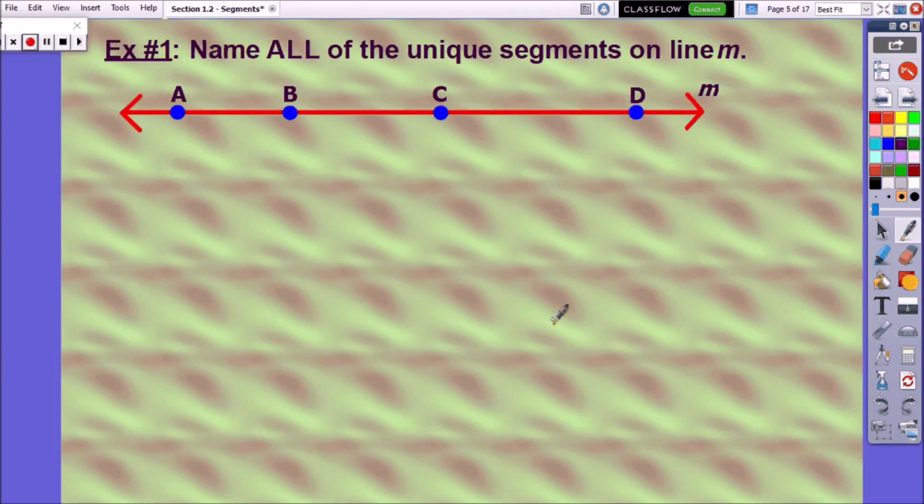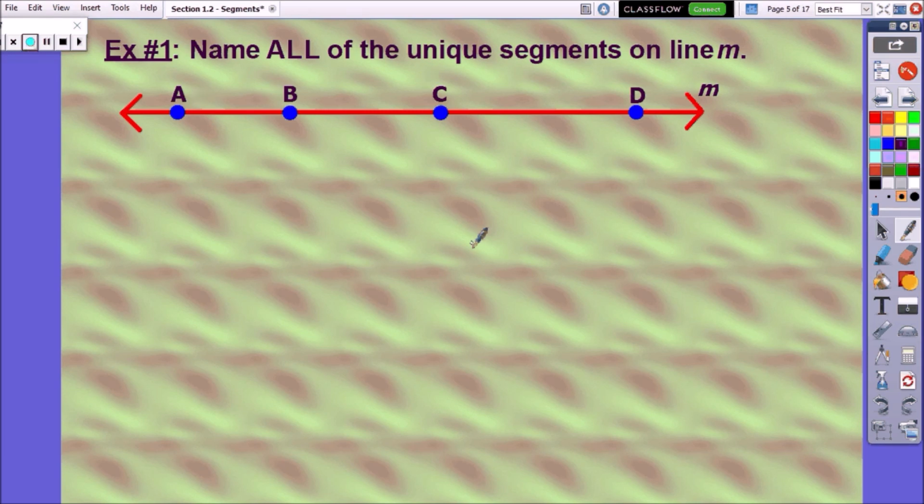All right, first example, name all of the unique segments on line M. If you remember from our first video, line M was a unique way to name a line if you had a lowercase cursive letter on one of the ends. You'll notice we've got 4 points on this line: point A, point B, point C, and point D.